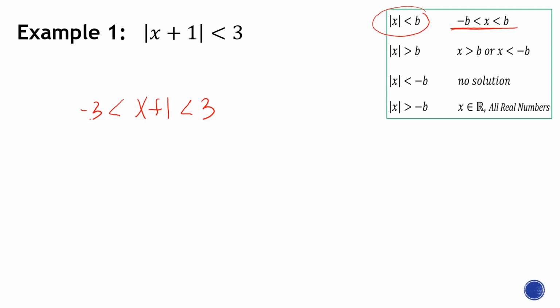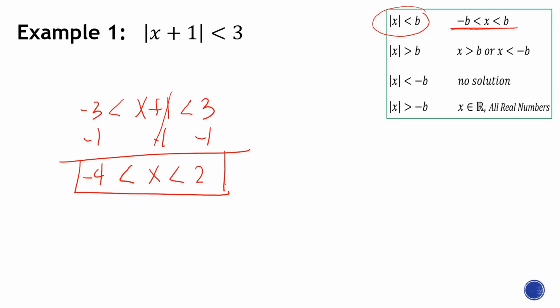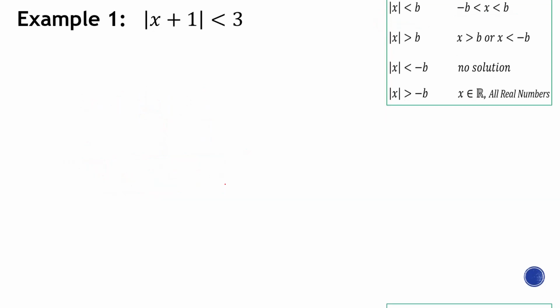Our objective here is to isolate x in the middle, so we do not want that 1. So what we will do is subtract 1 on all ends, in the middle, in the left, and in the right side. This is -4. This is +2. So our x is between -4 and +2, but those two numbers are not part of the solution. Remember that.